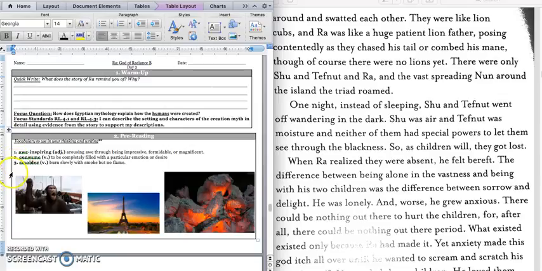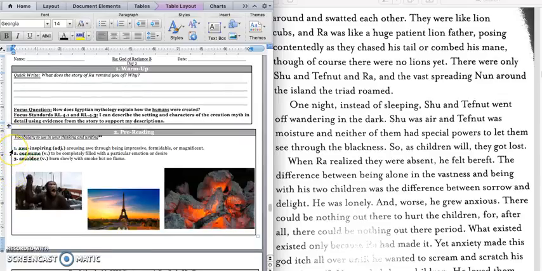Our vocabulary words for today are awe-inspiring. That is something that is so beautiful, or really impressive, that it kind of leaves you speechless. So this sunset at the Eiffel Tower is awe-inspiring. It's very beautiful. The next word is consume.